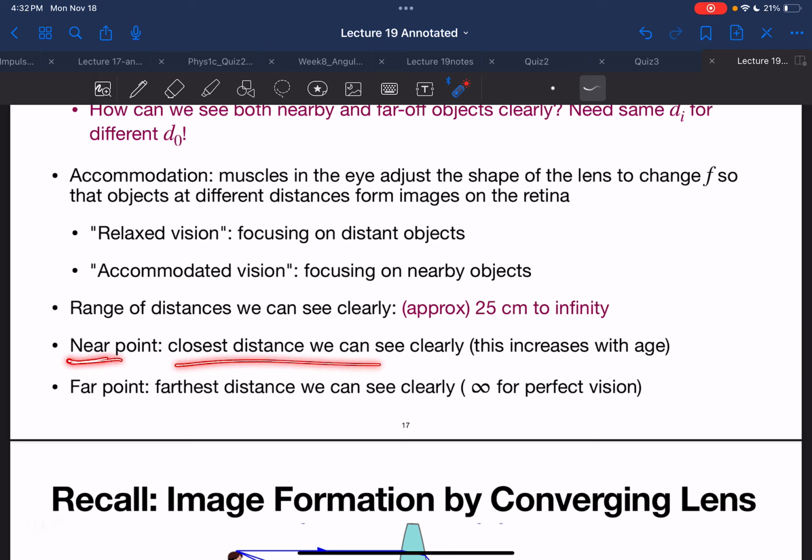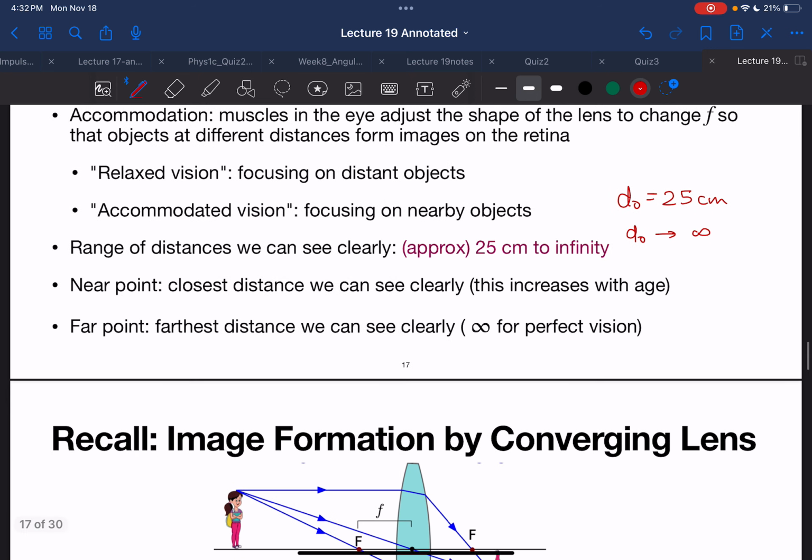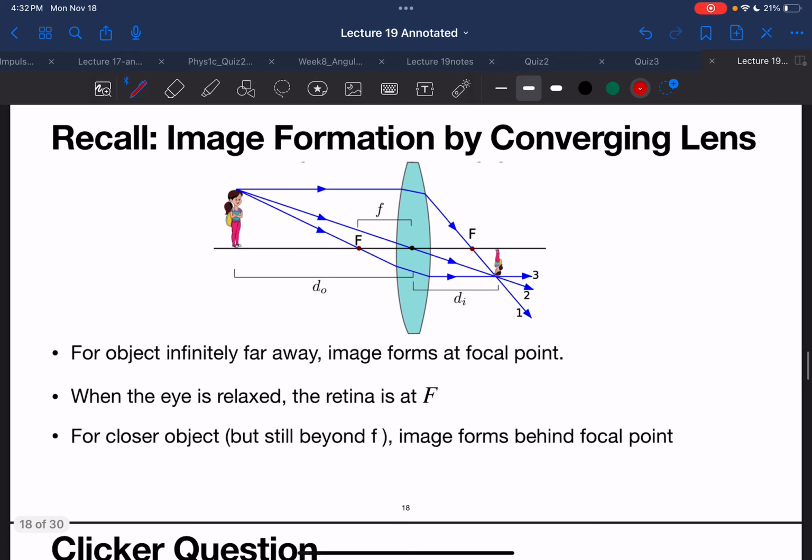The near point is the closest distance you can clearly see, and the far point is the farthest distance. So basically, objects at a distance of 25 centimeters all the way to an object distance going to infinity, we can essentially focus on our retina. Here's a reminder of image formation of converging lenses, because we have a converging lens in our eye, essentially, or our eyes are converging lenses that form images on the retina.